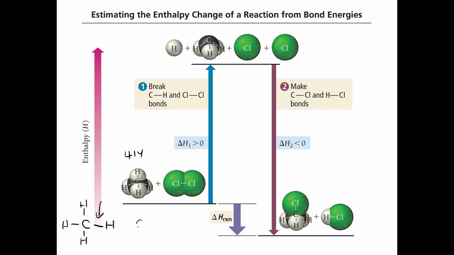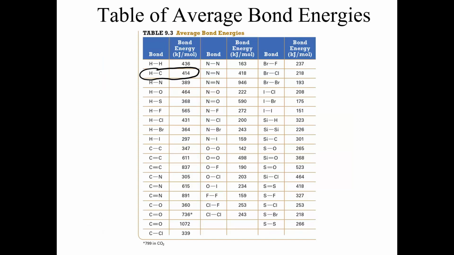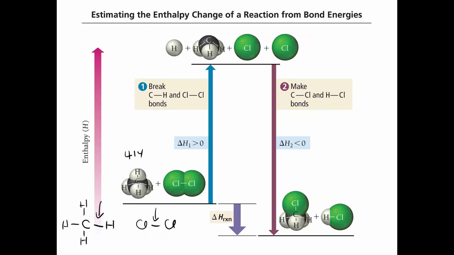And then we're going to break a chlorine-chlorine bond. And that's going to require 243. Looking for chlorine-chlorine right here. That's going to require 243 kilojoules, right? I know I said that wrong. 243 kilojoules. So that's the total energy you have to put in, represented here by this uptick in energy, right?